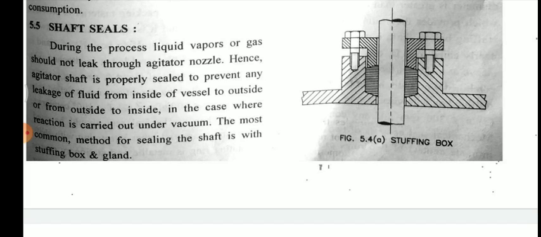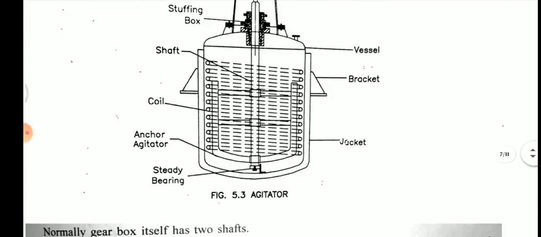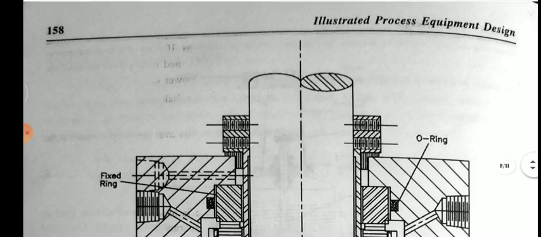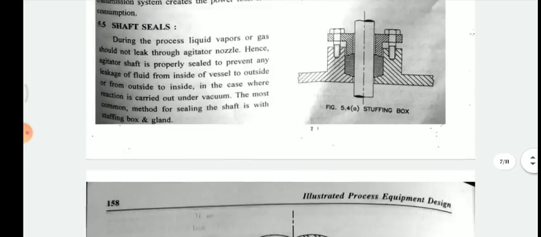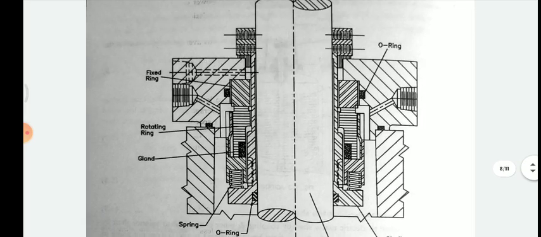In the case where the reaction is carried out under vacuum, the most common method of sealing the shaft is with a stuffing box and gland. If there is a vacuum process in a vacuum chamber and agitation is required, the most commonly used method of sealing the shaft is with a stuffing box and gland. They are generally seen in the figure, connected to the shaft, and the detailed figure of the mechanical seal is given here.